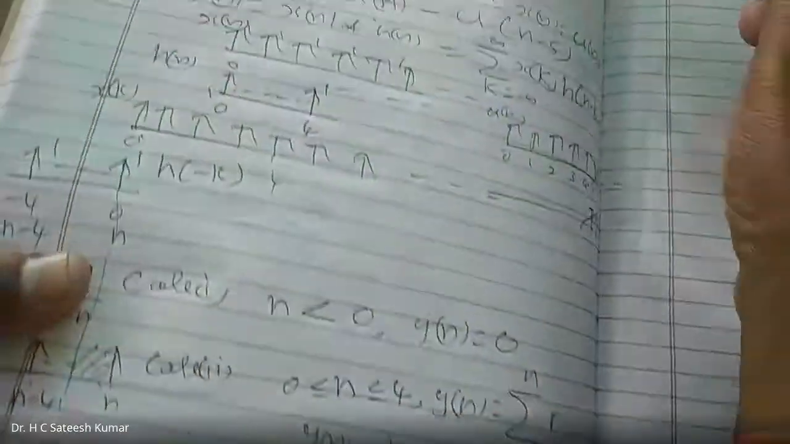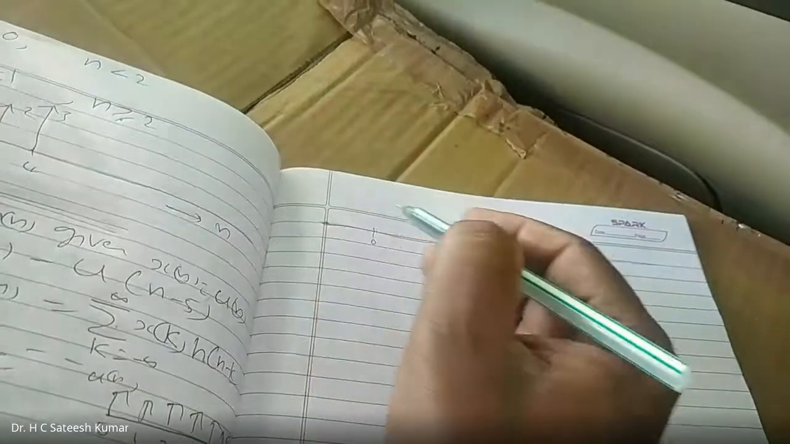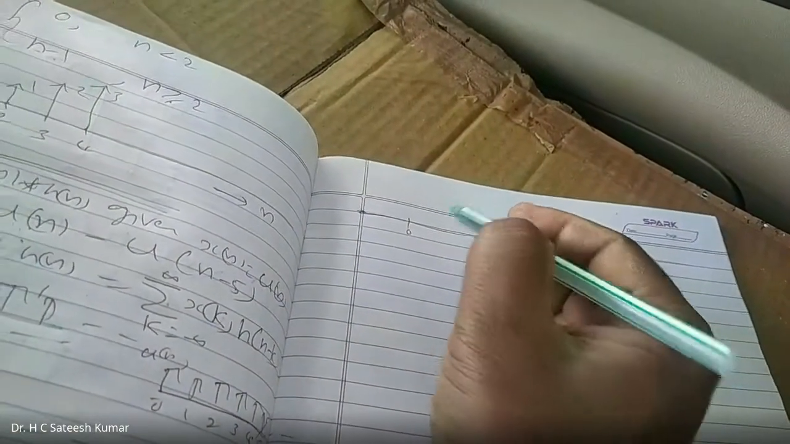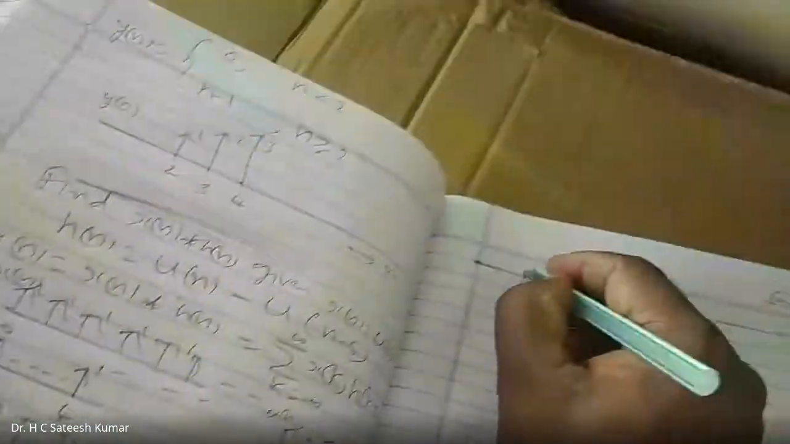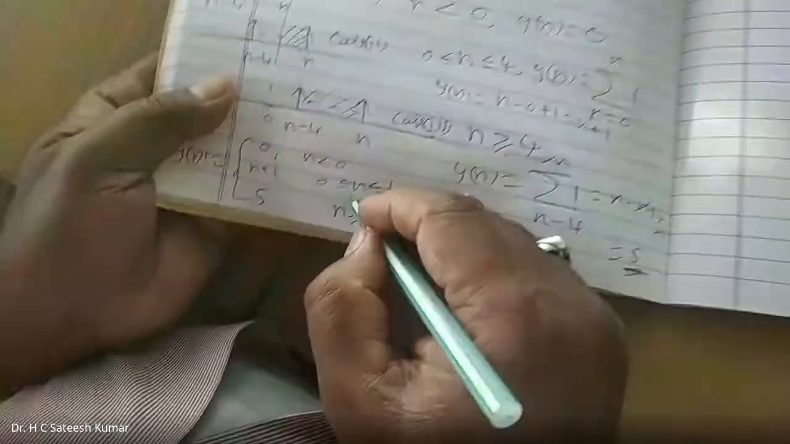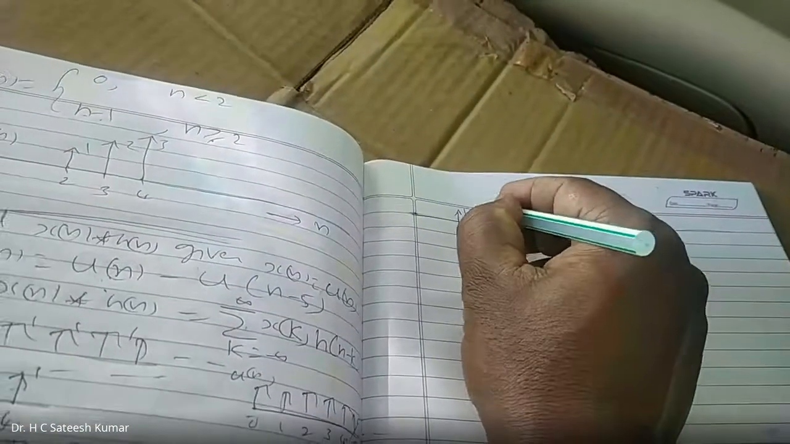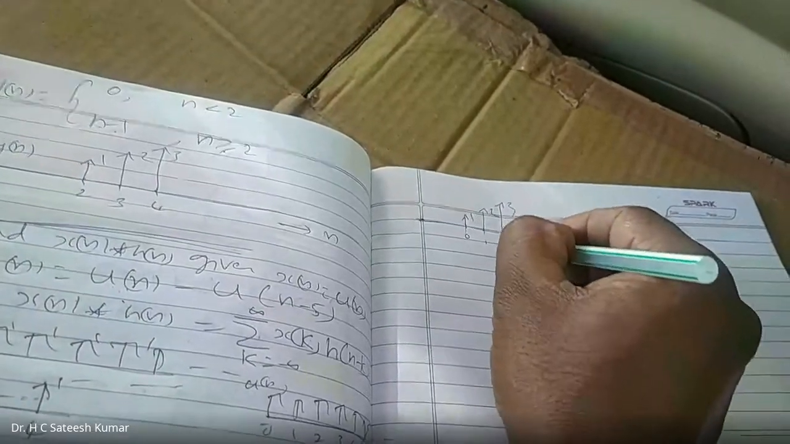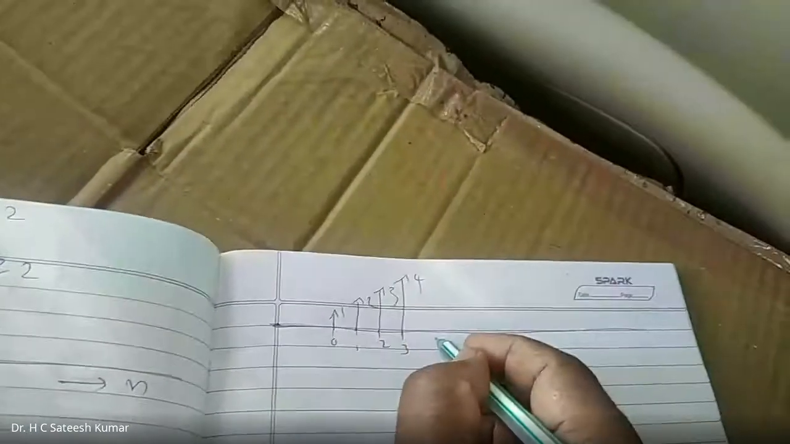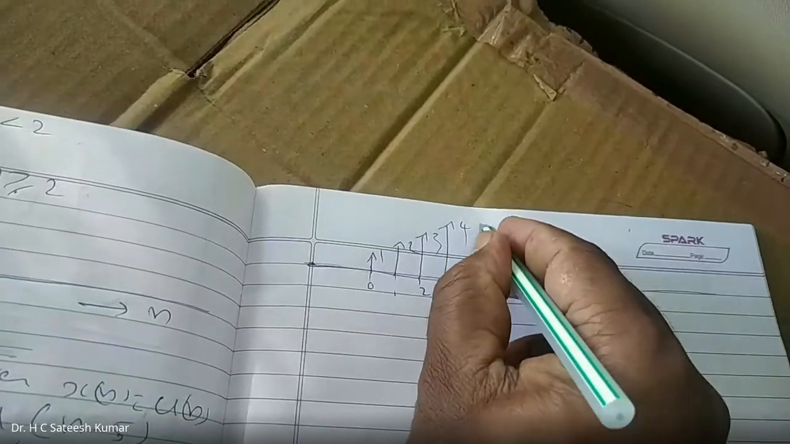Before 0, it is 0. N is equal to 0, 0 plus 1 is 1, so its value is 1. N is equal to 1, 1 plus 1 is 2, its value is 2. N is equal to 2, its value is 3. N is equal to 3, its value is 4. N is equal to 4, its value is 5.